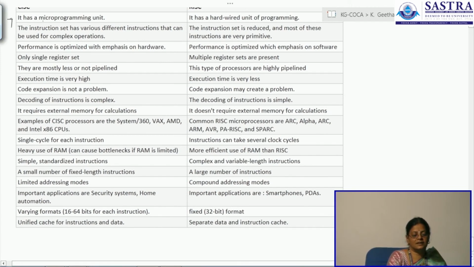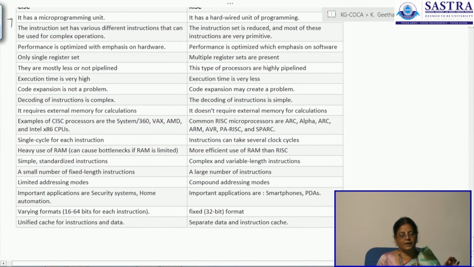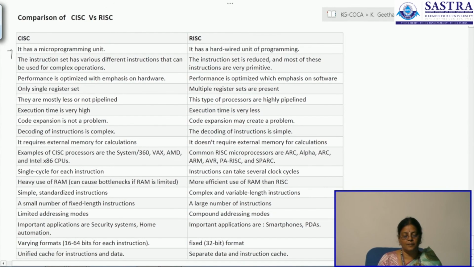Coming to this classification, CISC always follows the microprogramming concept, whereas in the hardwired unit, in order to reduce the CPU communication cost, we made an attempt to increase the hardwire. The second point is that the instruction set has various instructions that can be used for complex operations. There is no shortage in the instruction set architecture; it can have any number of instructions, whereas in the RISC category, most instructions are very primitive, and the instruction set is reduced in nature.